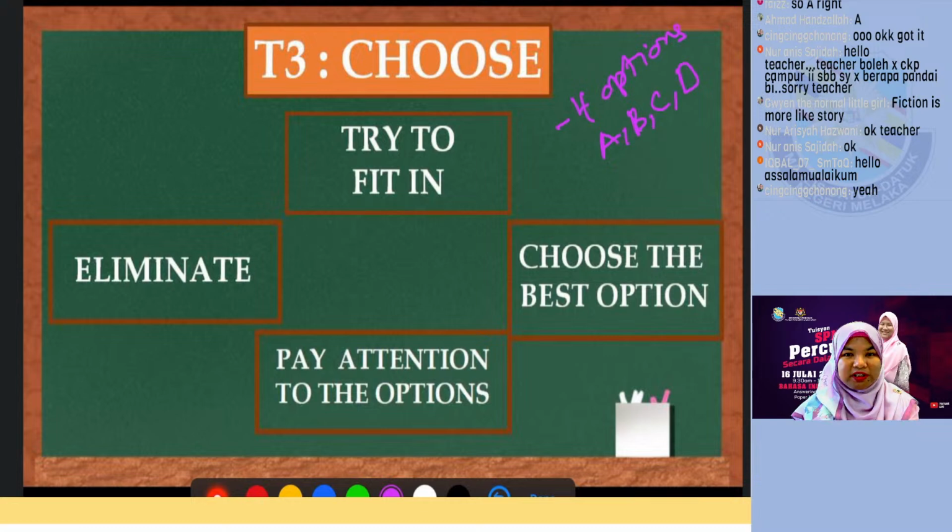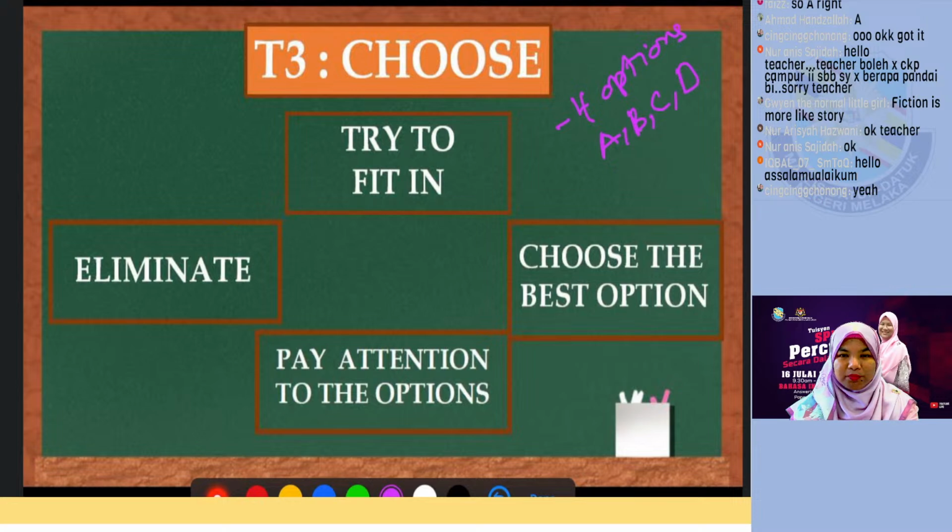Dia cuba letak, cuba masukkan. Sedap, and then they will choose it by sedap tak sedap. It sounds right and it doesn't sound right. That is a classic example. My student did that. When I ask why you choose the answer, macam kena, macam sedap kat situ. That is their justification. Okay, first you try to fit it in. When you try to fit it in one by one, you can choose the best option.